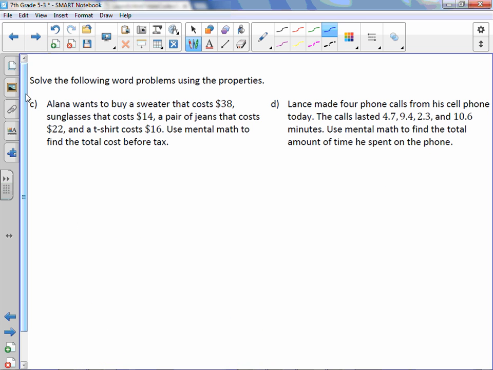Solve the following word problems using the properties. Okay, Elena wants to buy a sweater that costs $38, sunglasses that cost $14, pair of jeans that cost $22, and a t-shirt that costs $16. Use mental math to find the total cost before tax. Well, to find the total cost, we would add them together. But it says to use mental math.